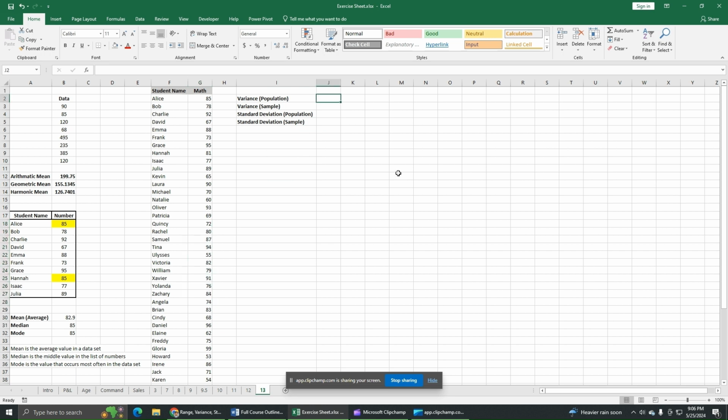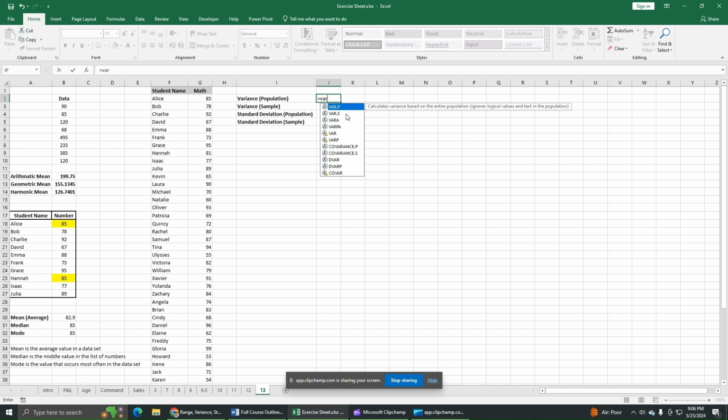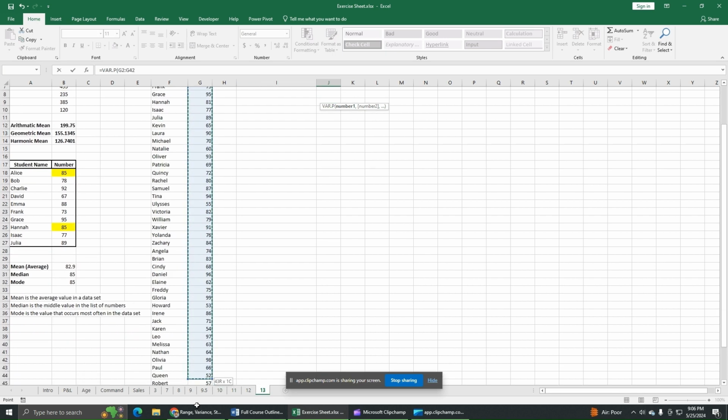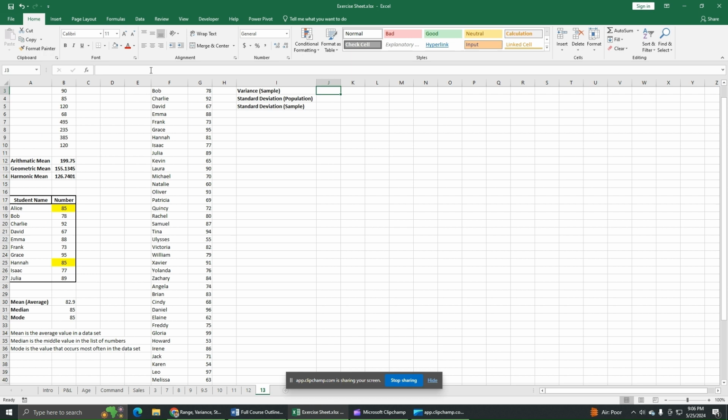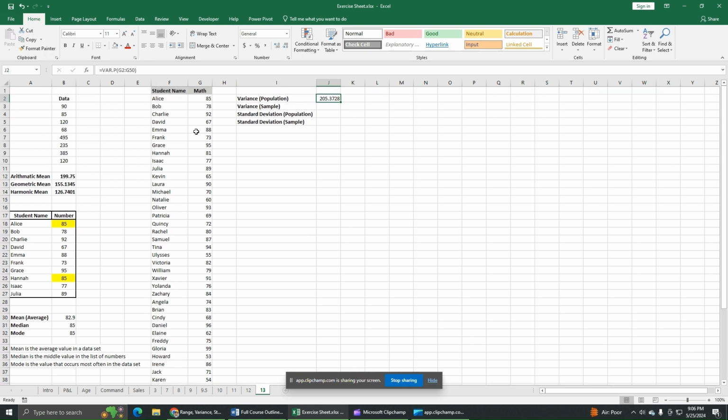Here I'm calculating variance first. To calculate that, we have to type variance. Here you can see both functions or formulas for variance calculation: variance population, variance sample. First of all, we will calculate variance for the entire population. So we are selecting this by double click. Then we have to select the entire data set, then closing bracket. We can see this is the variance of this population, that is all 50 students' data.